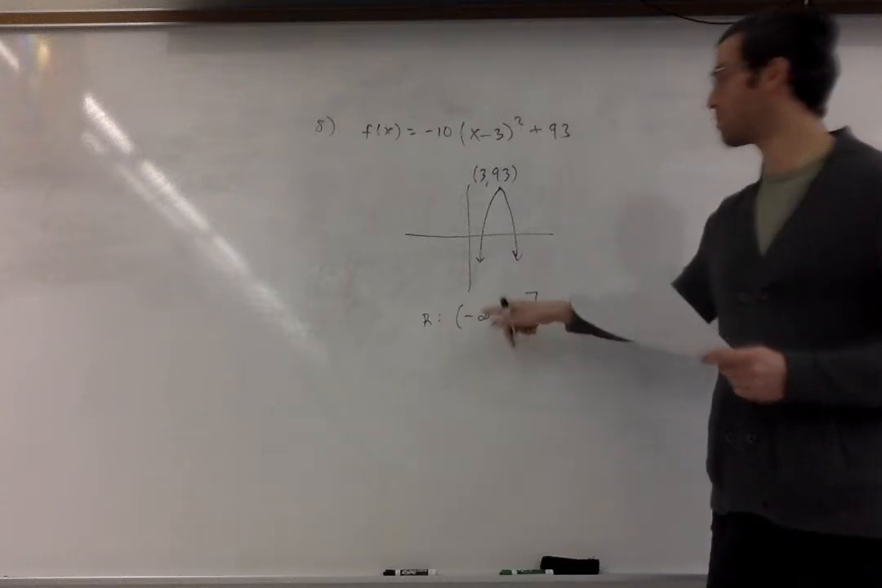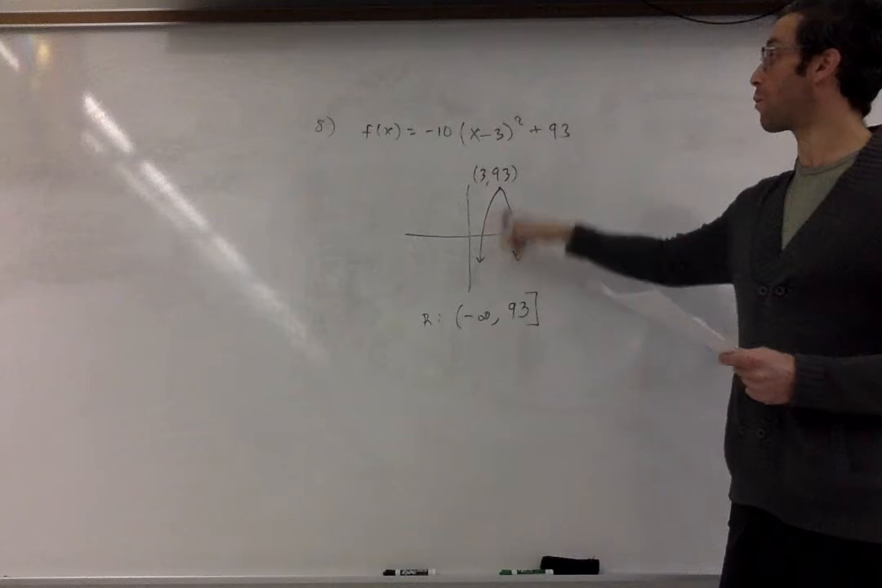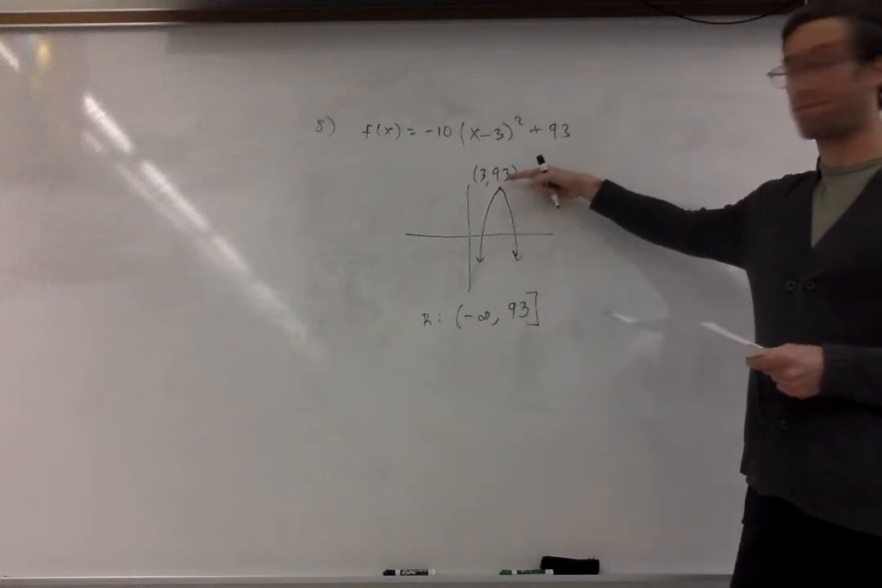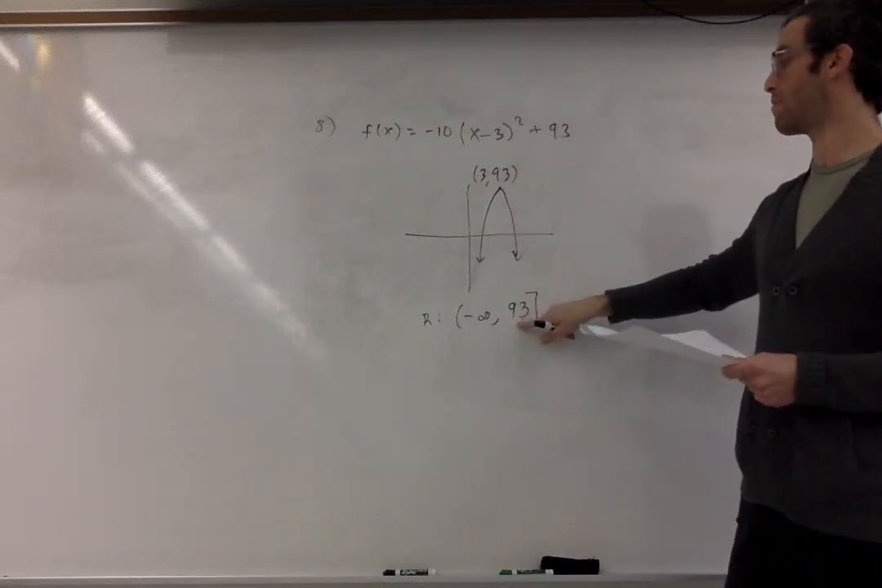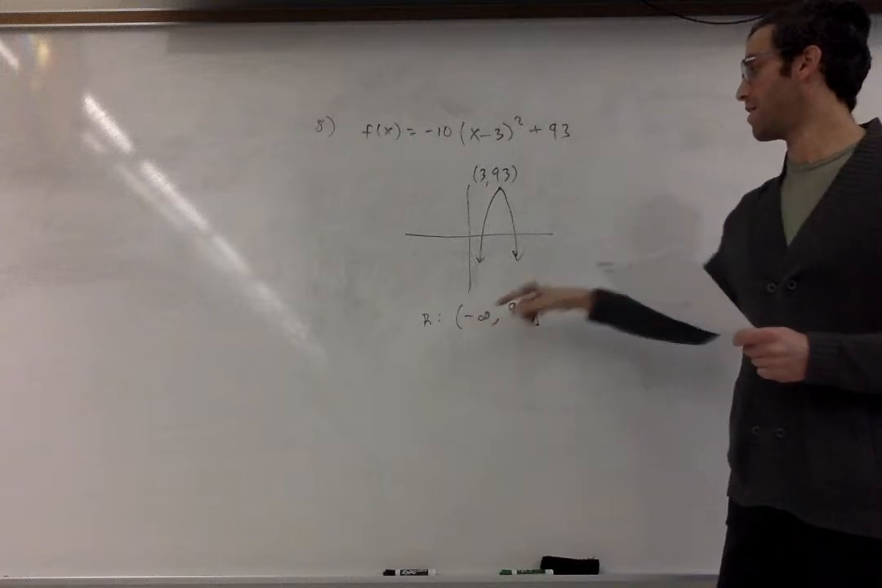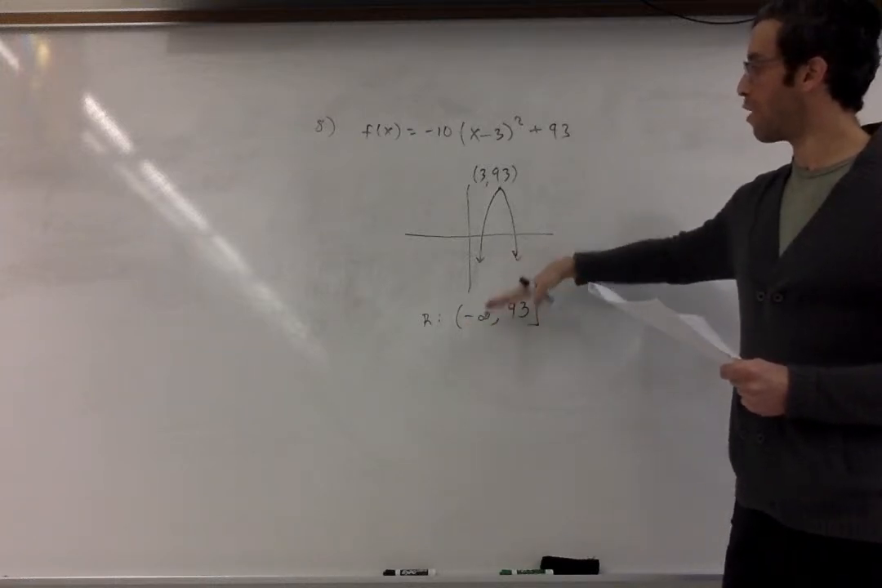Right? And this is only based on the fact that it opens downwards. So the vertex is a maximum point, right? 93 is the maximum value for y, and negative infinity is where we start. Right? It always goes low to high.